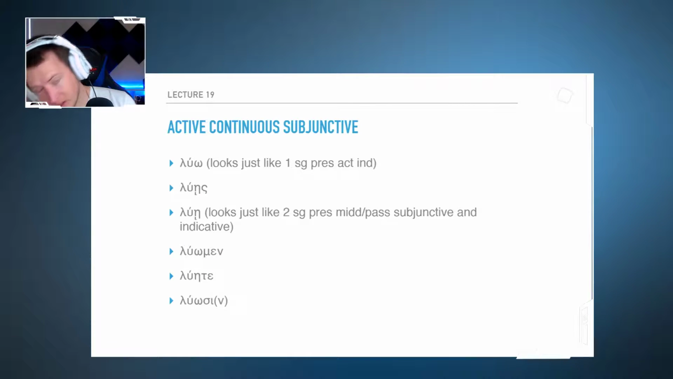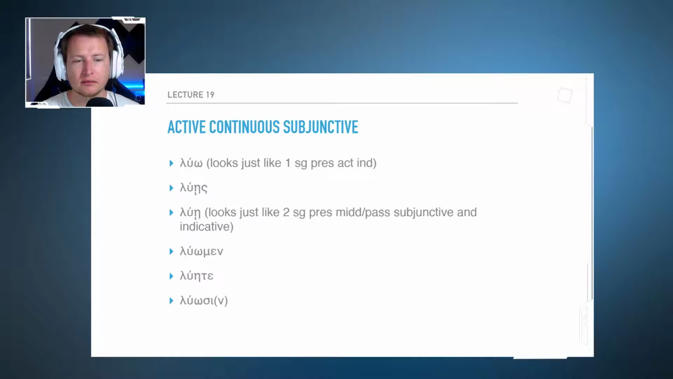λύῃς: you see the lengthened eta here with the iota subscript. That's how we know this is subjunctive and not indicative. Now λύῃ looks just like the second person singular present middle passive subjunctive and the indicative. So they look identical. Again, context will be key, and that will help you determine whether this is middle passive or active. So he might destroy, he might be destroyed, or if it's reflexive in meaning, he might destroy himself.